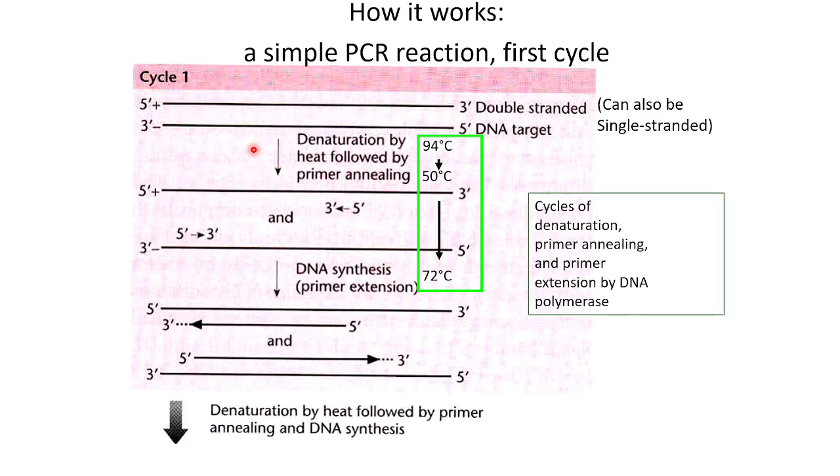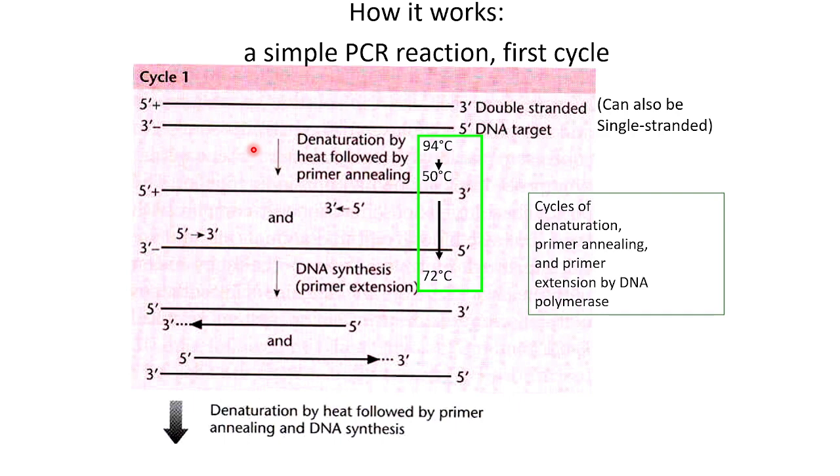So how does it work? Simple PCR reactions. In the first cycle, you have a double-stranded DNA target. It can be single-stranded as well, in which case the denaturation step does not occur and it just stays like that. In the double-stranded case, the denaturation occurs, followed by primer annealing. After the annealing, the extension step occurs where your DNA synthesis happens, and then denaturation by heat followed by primer annealing and DNA synthesis, and in this way the cycle continues.